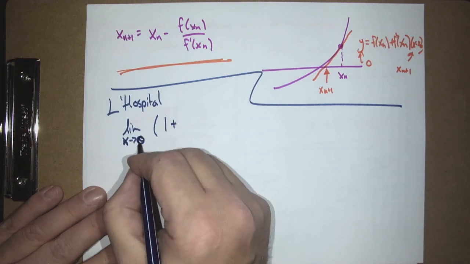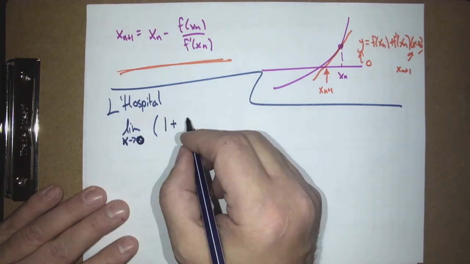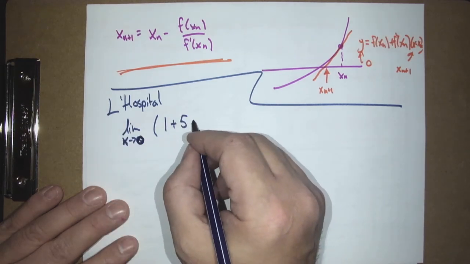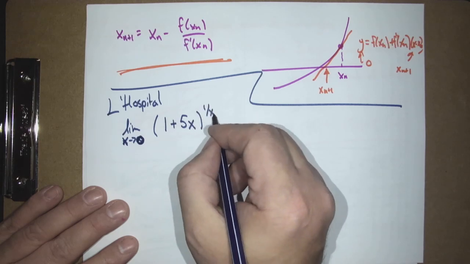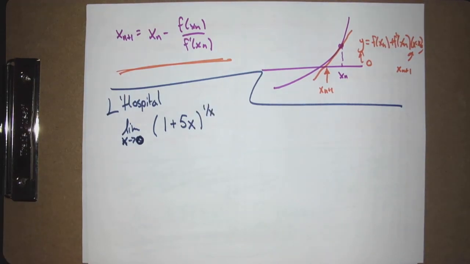Let's not go to infinity. Let's go to 0. The limit of 1 plus 5x to the 1 over x. Now, whenever faced with any limit, what do you do? You always plug it in. Always. Because maybe they made a mistake and gave you a simple limit.